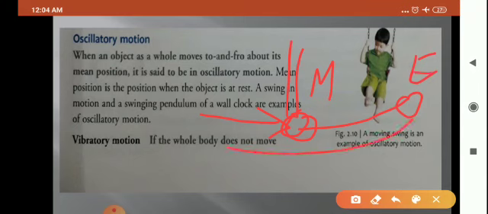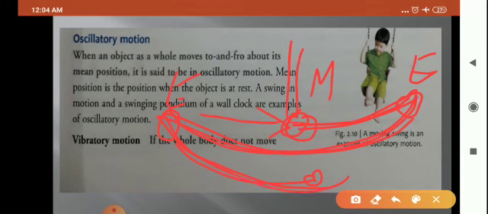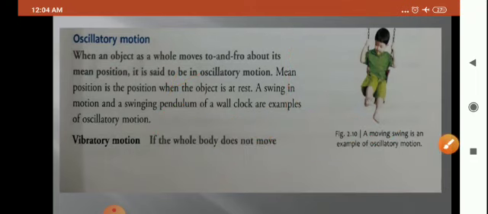Then again it will move to the extreme, and then again it will come back to the mean position. This way the pendulum of the wall clock will move like this, to and fro motion. This is known as to and fro motion or back and forth motion. Children, I suppose to and fro motion is clear to you. To and fro motion is like this.